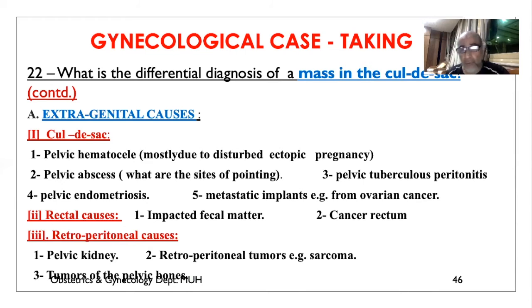Tumors of pelvic bone, especially the sacrum, may be felt as a mass in the Douglas pouch, and also retroperitoneal teratomas, which are rarely seen in adult females and mostly present in children before puberty. Retroperitoneal teratomas are usually related to the coccyx.